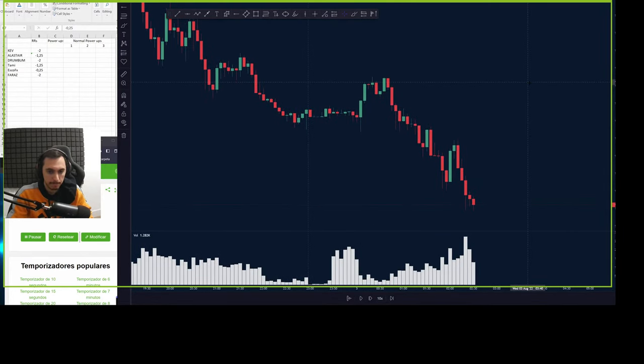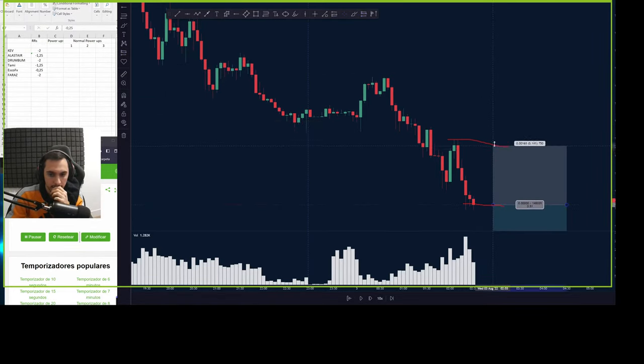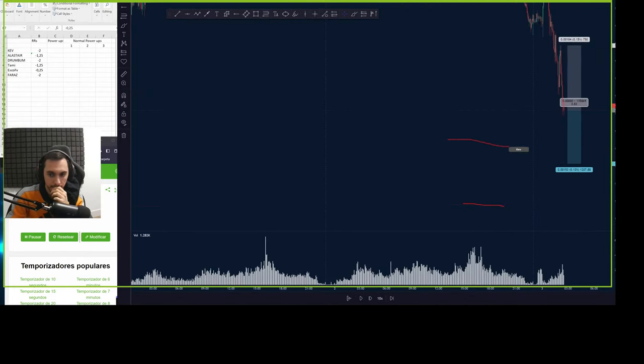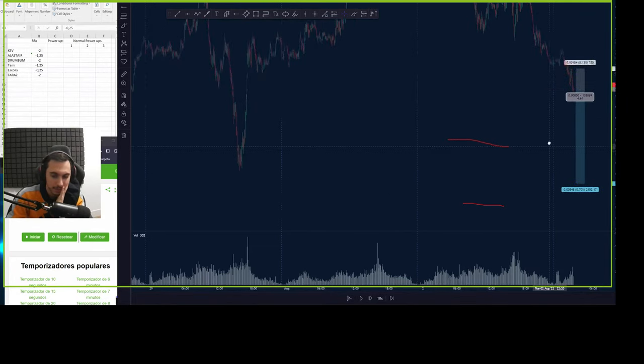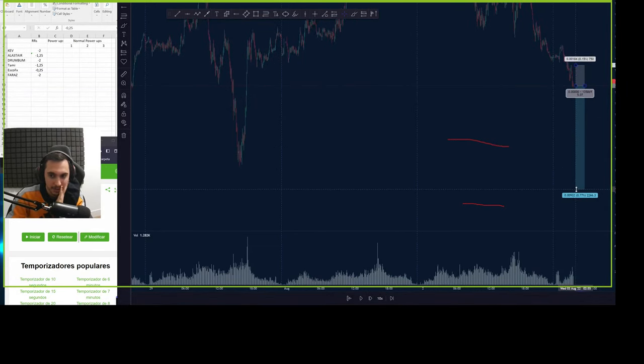Okay. We take an entry here. Stop loss here. And can I see what 5R looks like? Yep. Where do you want the take profit? Can I see what 5RR looks like? Sorry, I'm so sorry. I don't quite understand sometimes.